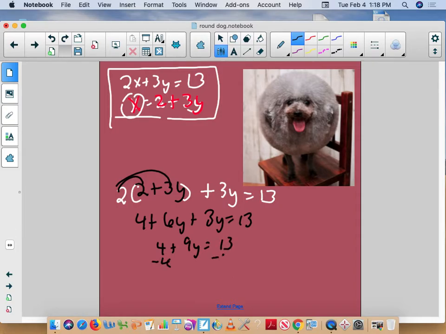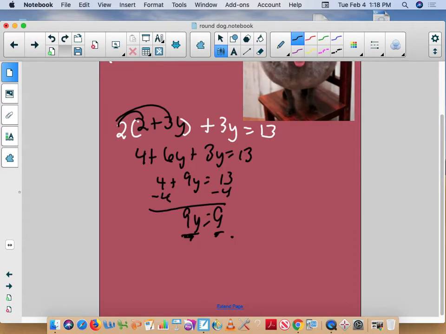Subtract 4. You get 9y equals 9. Divide. And you get y equals 1. Some of you don't take that many steps and you do it a lot faster than that, and I'm okay with that. Okay? You don't have to show every step. I just do because I'm the teacher.